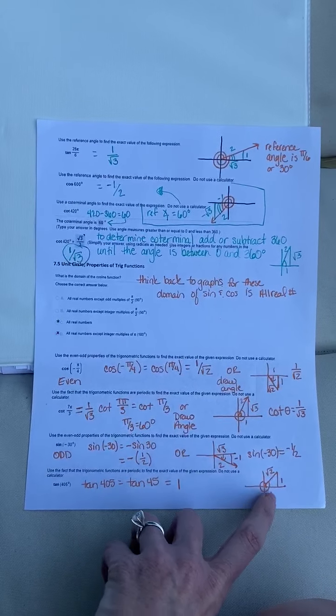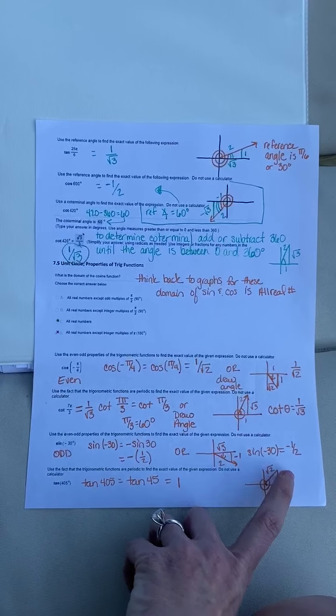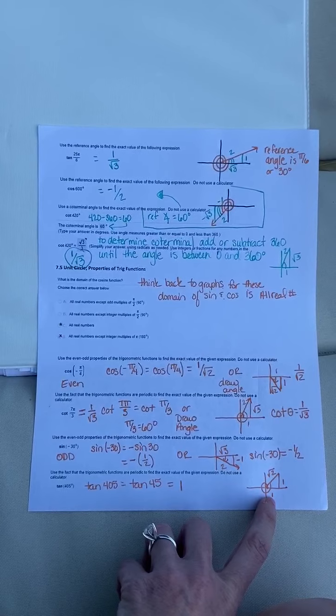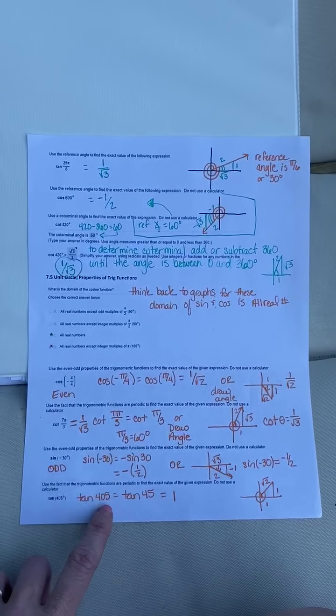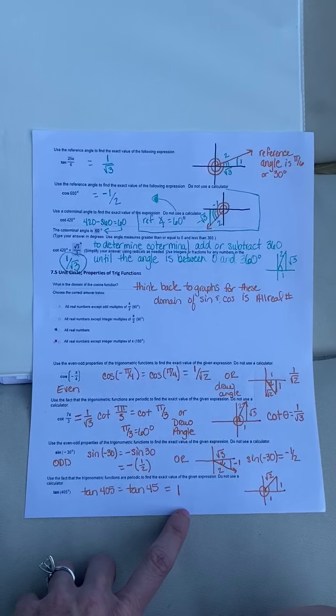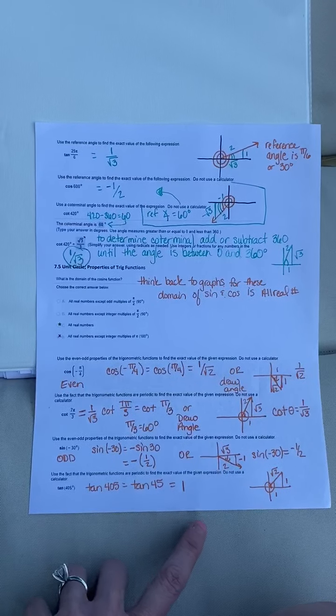Last one, same thing, tangent of 405, using that as periodic. Just draw 405 degrees. The tangent is going to be opposite over adjacent or 1. And also, guys, if you type that in your calculator, you're going to get the right answer. So just use what you can.